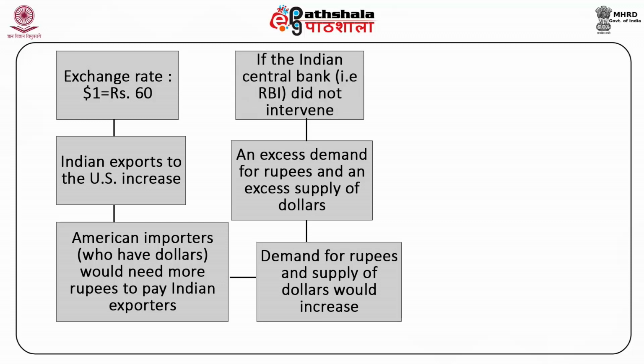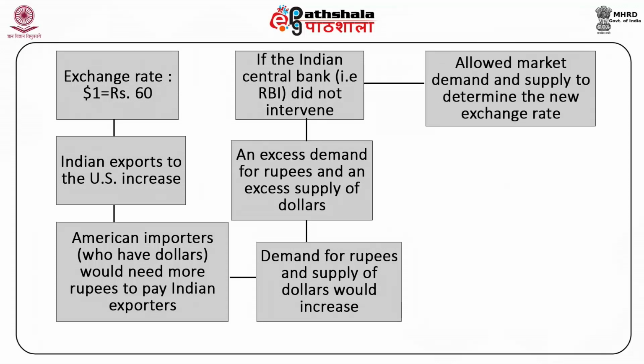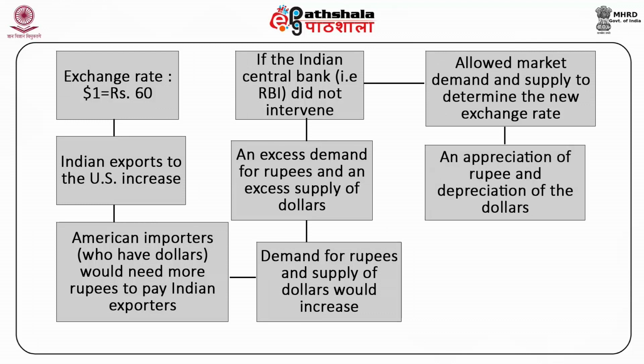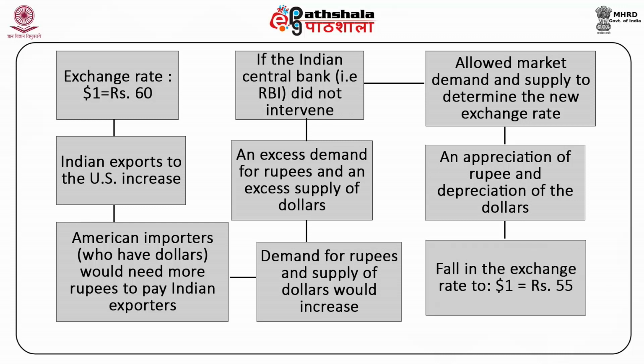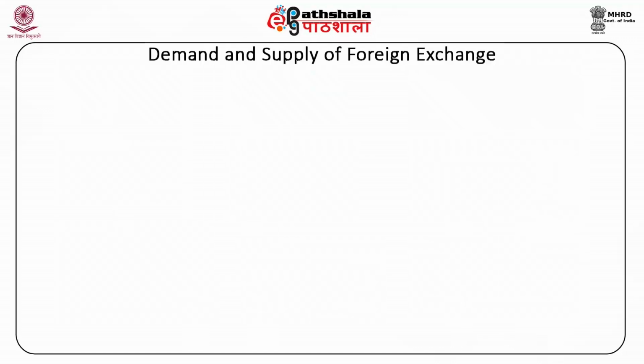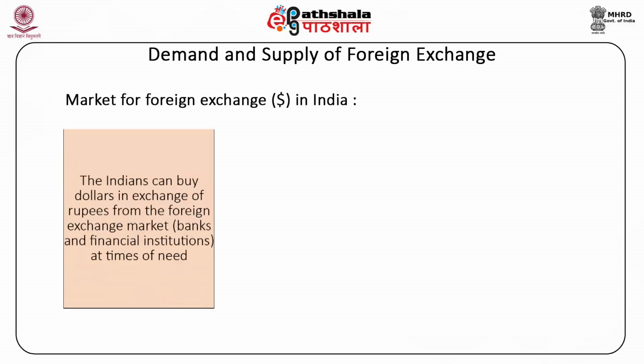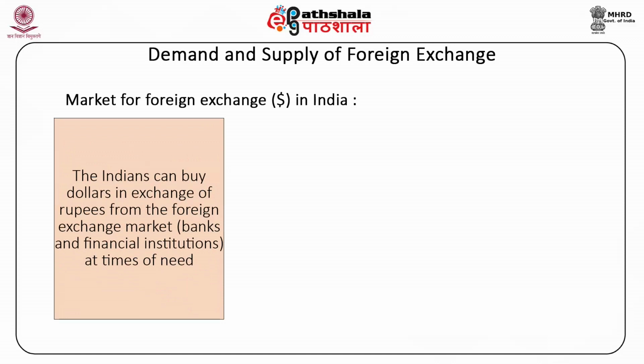If the Indian Central Bank, Reserve Bank of India, did not intervene and allowed market demand and supply to determine the new exchange rate, there would be an appreciation of rupee and depreciation of the dollar, resulting in a fall in the exchange rate to say $1 equals rupees 55. To understand how foreign exchange rates are determined, it is essential to study the demand and supply of foreign exchange. Let us consider the market for foreign exchange, say dollars in India. Indians can buy dollars in exchange of rupees from the foreign exchange market in times of need.